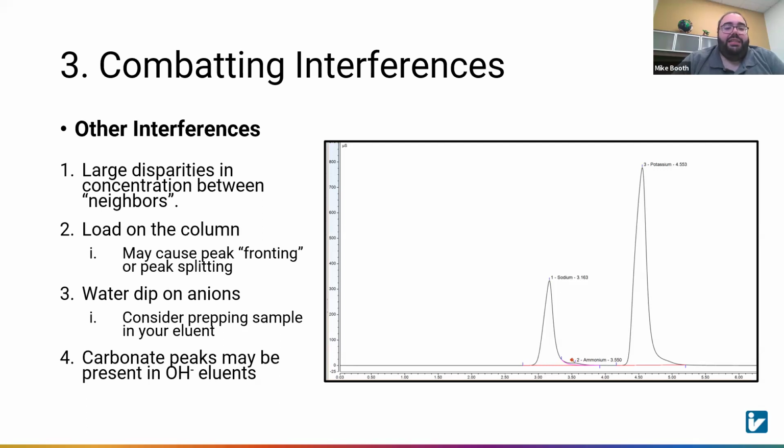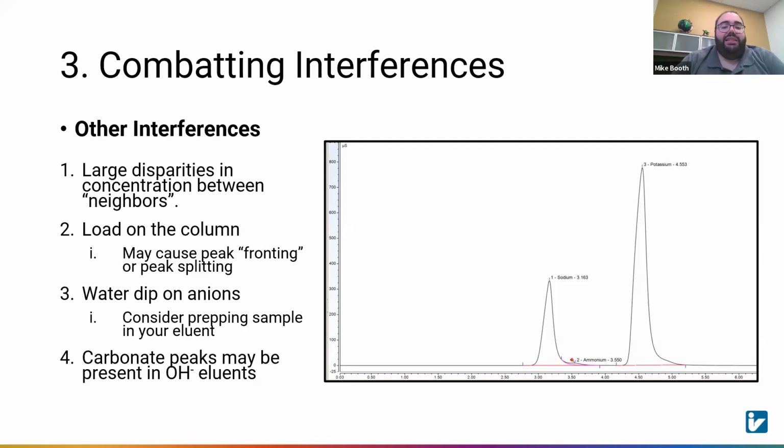When you're measuring anions, you're going to have a water dip that'll be present. Sometimes that can cause an interference with your sample, especially we see it a lot when we measure fluoride. So if you want to get around that, what you can do is consider prepping your sample in your eluent to eliminate that water dip. That will eliminate it, but it just adds more to your sample prep. So again, it's a balancing act.